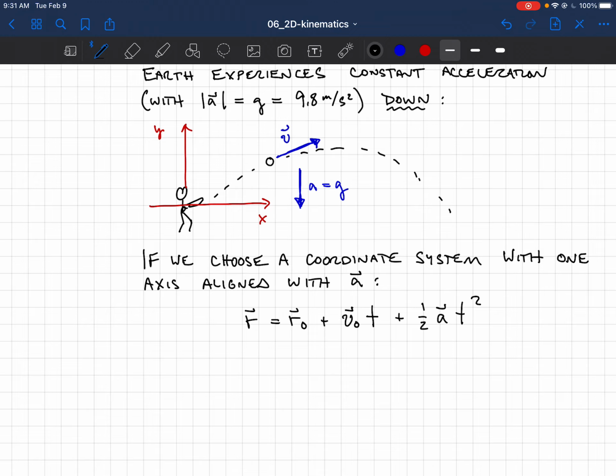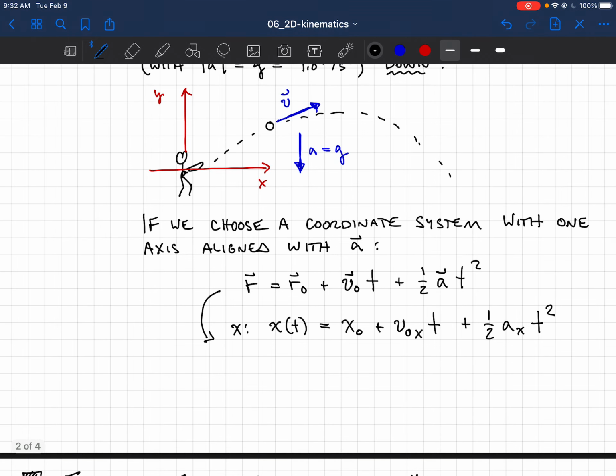And then we could break that down into its component equations. So in the x direction, it would be r sub x, but we just call that x. And then we get x naught. And then we have v naught x. And then we have 1/2 a x t squared.